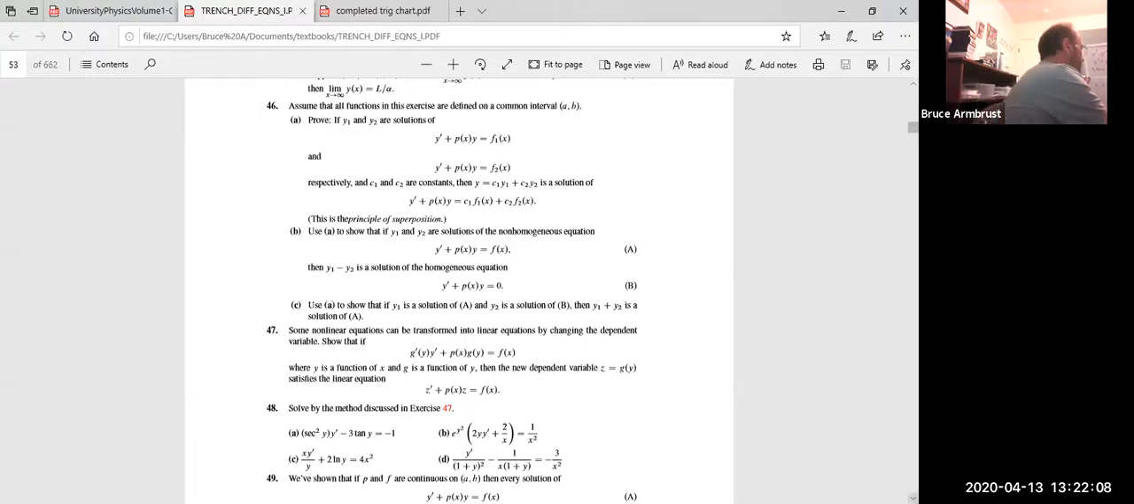All right, so let me write down all this important information again on the board, and then I'll switch back. So we've got g prime of y times y prime plus p of x times g of y equals f of x. So that's our if. Then we want to show that z equals g of y satisfies z prime plus p of x z equals f of x. Okay, so we got all our information. Let's go to the board.